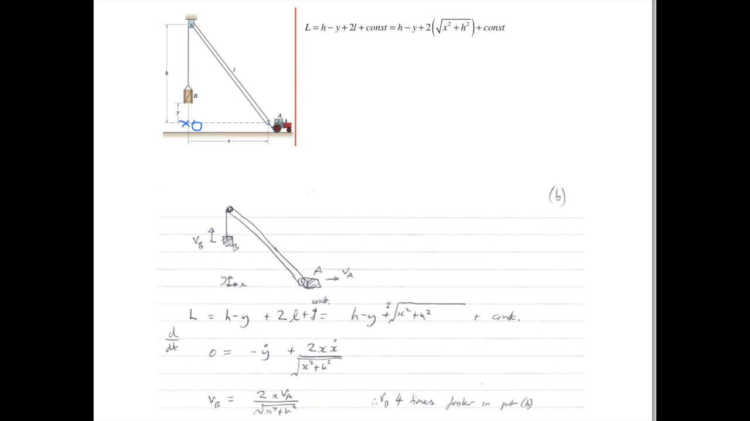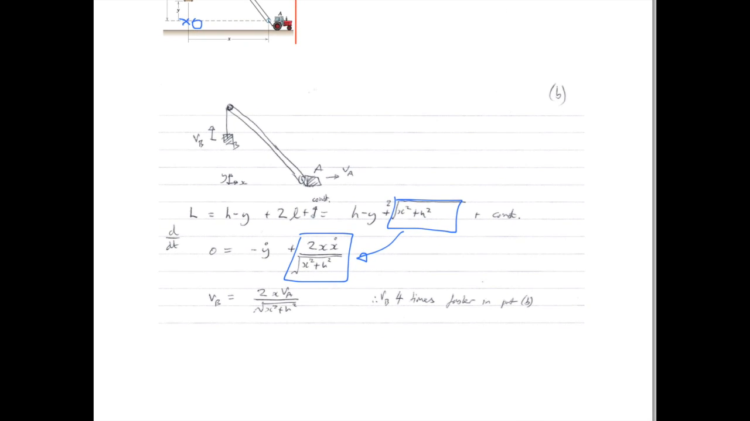Take the differential of that, because we know this from above, we know that the differential of this is simply this, that's coming from the previous part. So this time it's a bit quicker. We can say that on this occasion minus y dot, which is VB of course, is equal to this expression, and here of course x dot is VA. So you get your expression for VB to be 2x times VA over the square root of x squared plus h squared.